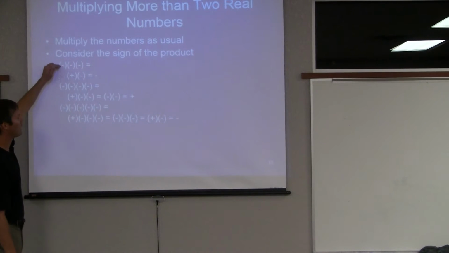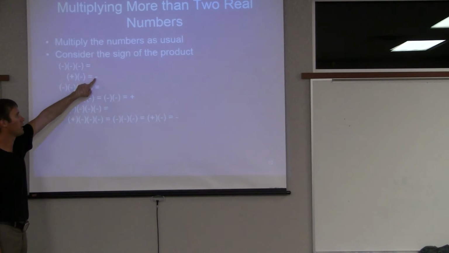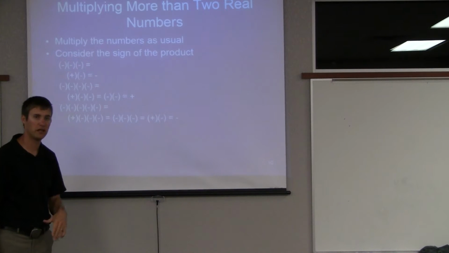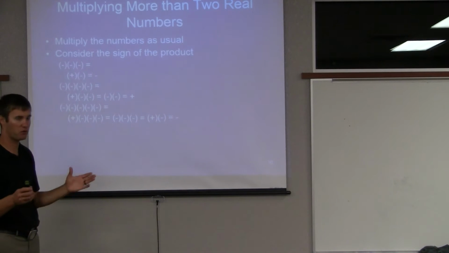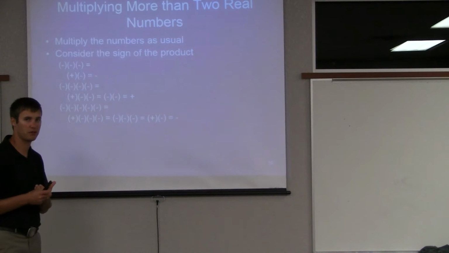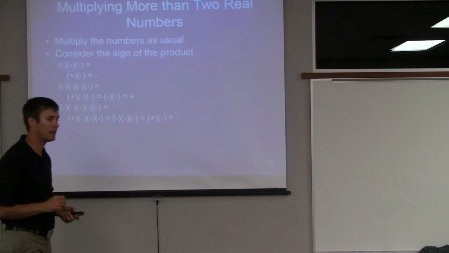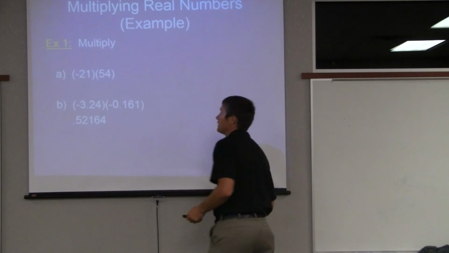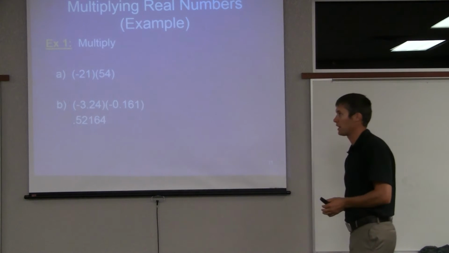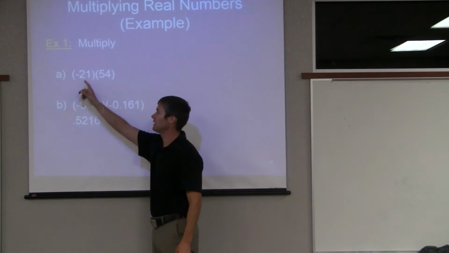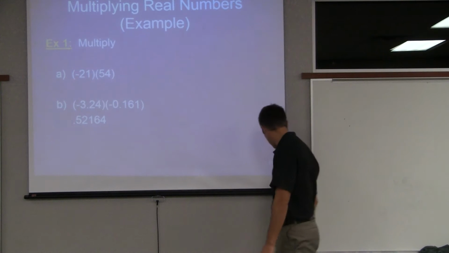So if you have an odd amount, in the end you'll end with a negative. If you have an even amount, 4, 6, 8, 10, 12 numbers that you're multiplying together, if there are 4 negatives, it will make a positive. Anytime you have an odd amount, that will make it a negative. So when we multiply, if I have a positive and a negative, in the end, I will have a negative.